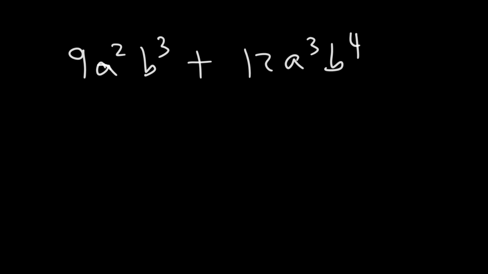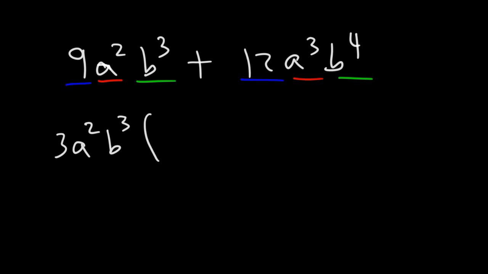Here's another similar problem. 9a squared b cubed plus 12a cubed b to the fourth. Go ahead and factor this expression. Now what is the GCF between 9 and 12? The GCF between those two numbers is 3. Now what about between a squared and a cubed? It's going to be the one with the lower exponent. So it's going to be a squared. And between b cubed and b to the fourth, it's going to be b to the third.